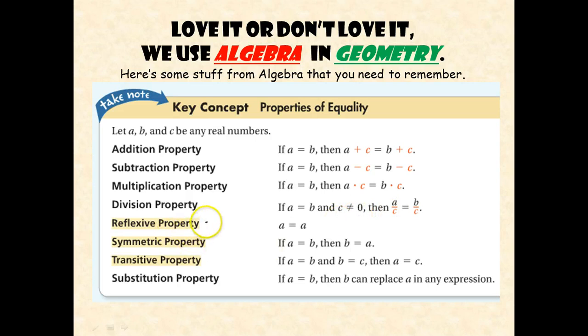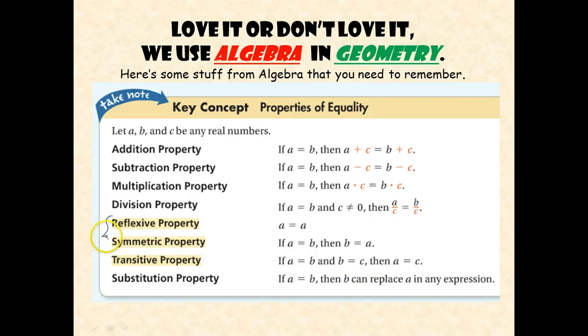The reflexive property was one that you probably were introduced to and then never really thought about again, that some number is equal to itself, because that's pretty obvious. Symmetric property, if A equals B, then B equals A, also pretty obvious. Transitive property, if A equals B and B equals C, then A equals C. And the substitution property, if A equals B, then B can replace A in any expression.